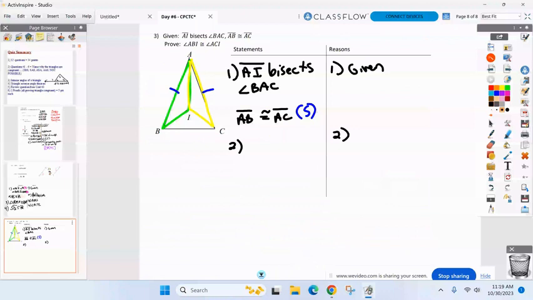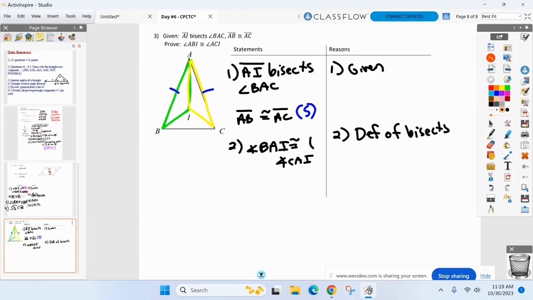Angle. Sorry. It's all right. Angle BAI is congruent to angle CAI. Great job. You picked the tougher pair. Respect. You picked the tougher of the two. Angle BAI congruent to CAI. Definition of bisects. Congruent. All right, two down, one to go.